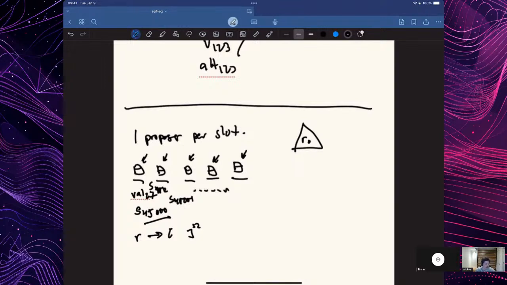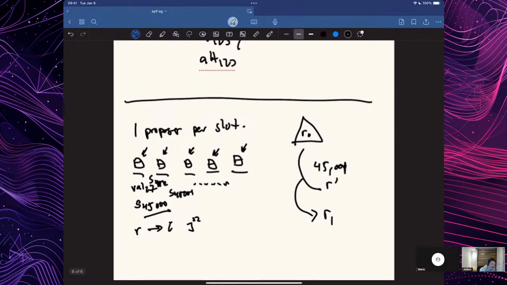When I go to apply, say, block 45,001, there's going to be some unique random from the proposer, which I'm calling R prime. We're going to combine these two and get back some new value R1. And this happens for each block. The idea then is that you should have some random value that each proposer is updating as they go. And then separately, you get to this notion of shuffling.